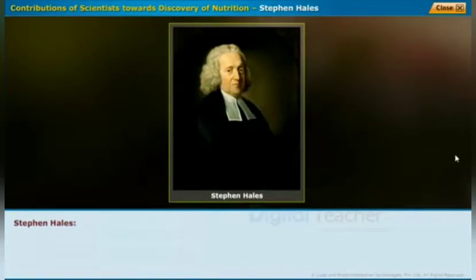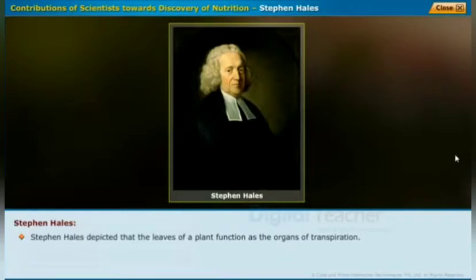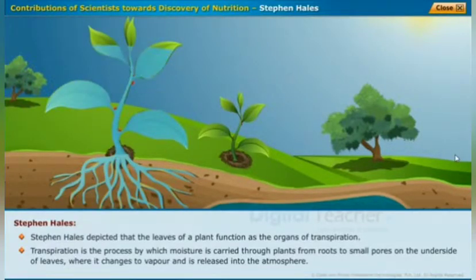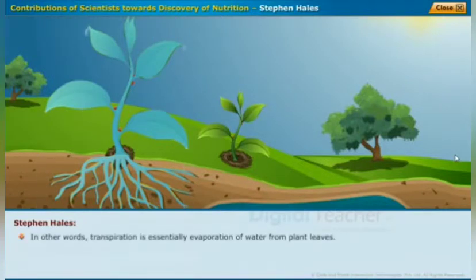Stephen Hales. Stephen Hales depicted that the leaves of a plant function as the organs of transpiration. Transpiration is the process by which moisture is carried through plants from roots to small pores on the underside of leaves, where it changes to vapor and is released into the atmosphere. In other words, transpiration is essentially evaporation of water from plant leaves.